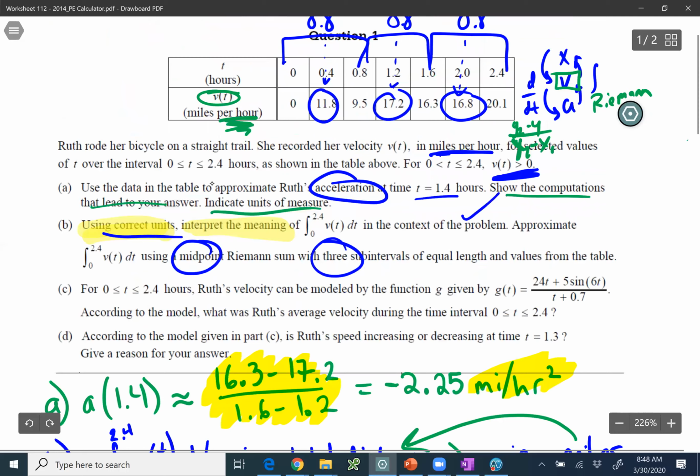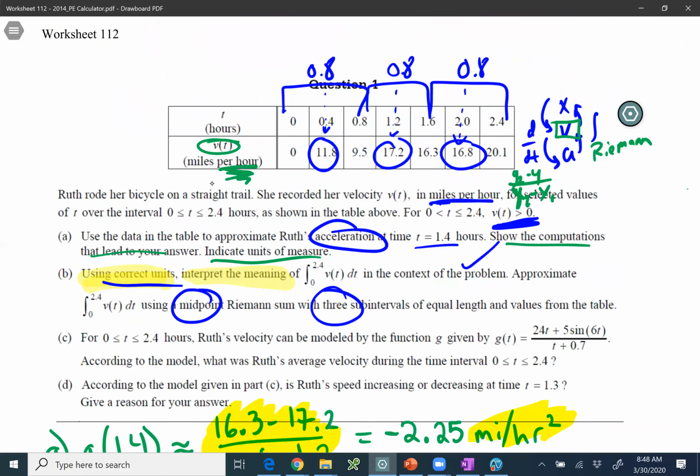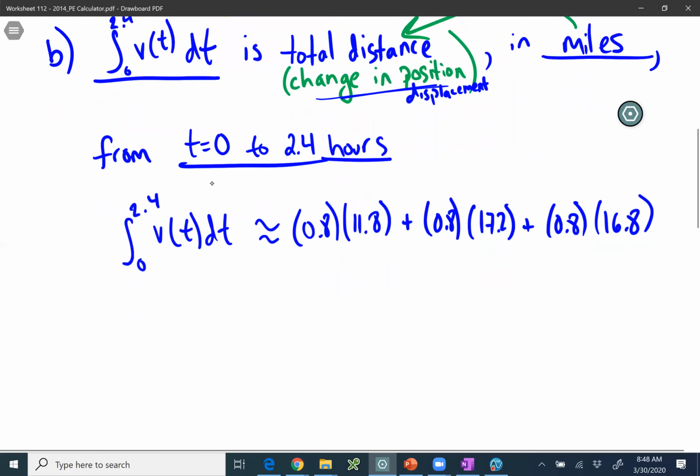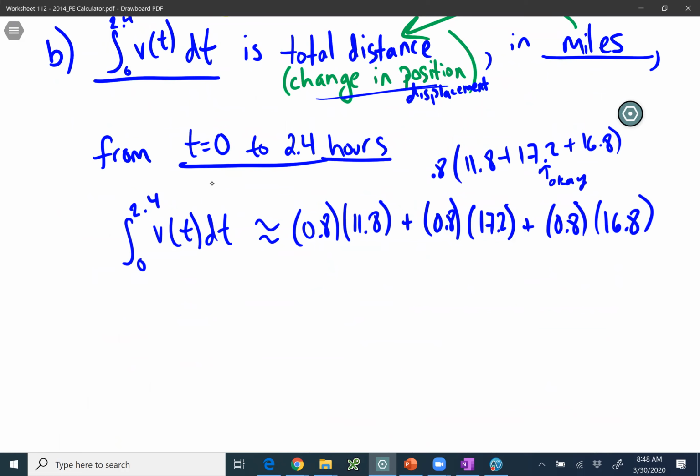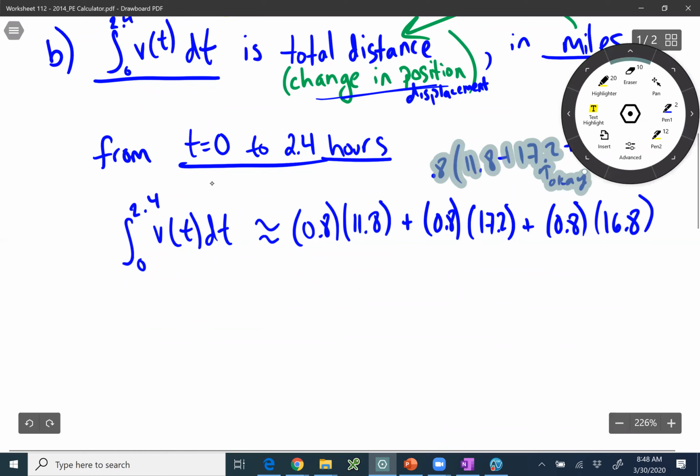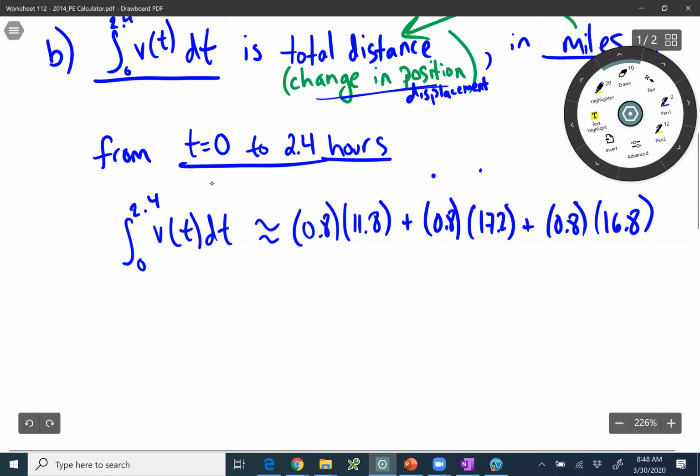Right, so each one of those is 0.8, the width, times the middle. And like I said, if you factored it out like 0.8 times 11.8 plus 17.2 plus 16.8, that's okay also. But remember, you can only ever factor it out if those widths are all the same, which usually only happens on midpoints. Usually on left, right, trapezoid, the widths are changing. So that's why I don't usually ever factor it. I usually just go one by one.